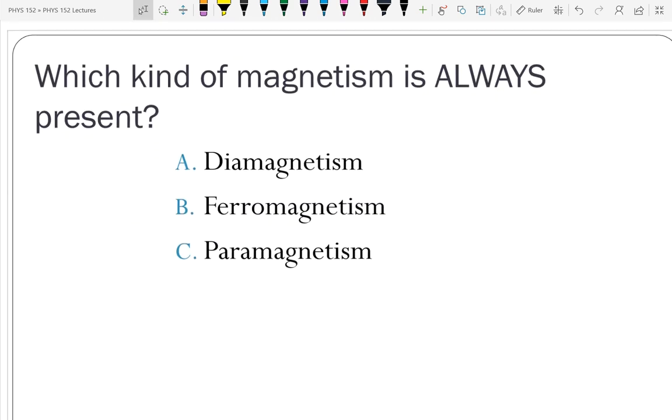Okay, second clicker question. What kind of magnetism is always present in materials? You don't notice it unless the other two are absent, but what kind is always present? Oh, yes. Polling is open now.